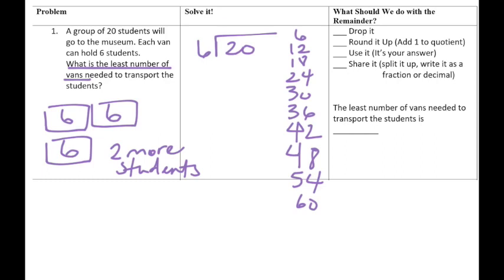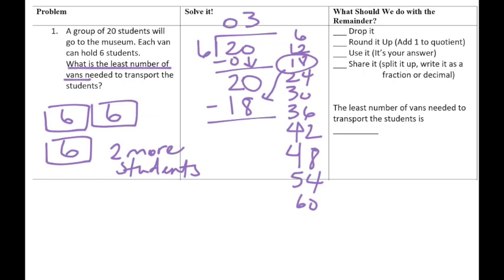6 cannot go into 2, so I'll put my 0, subtract out a 0. 2 minus 0 is 2. Bring down my next 0. 6 goes into 20 3 times. Write my 3 up top, and then I bring my actual multiple right underneath. 20 minus 18 is 2. That 2 becomes my remainder. So my answer is 3 with a remainder of 2.